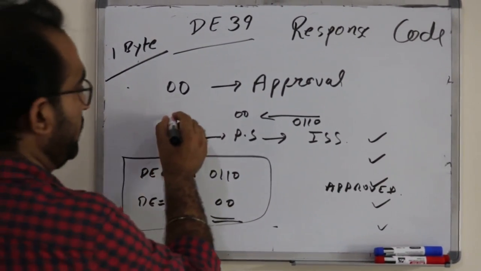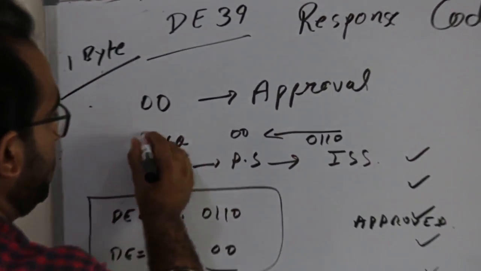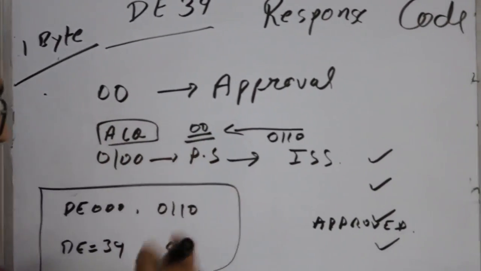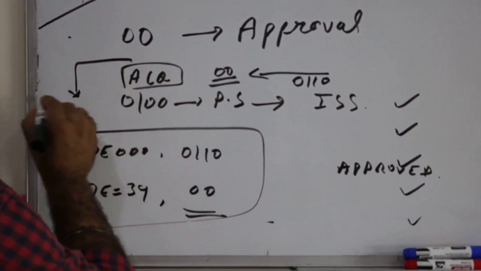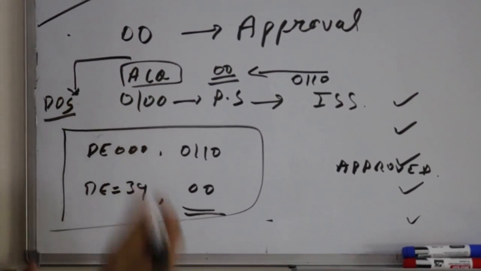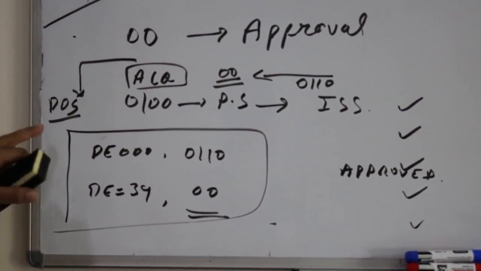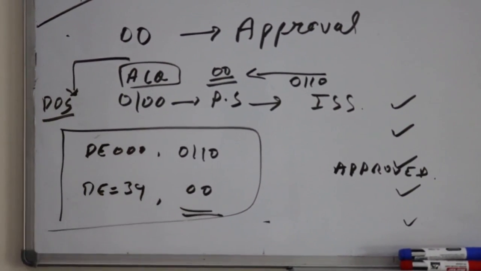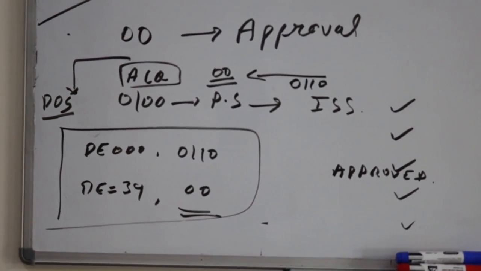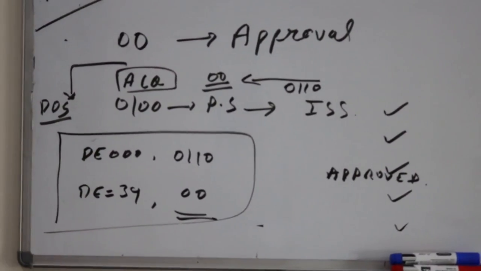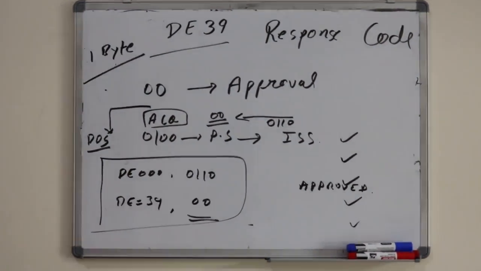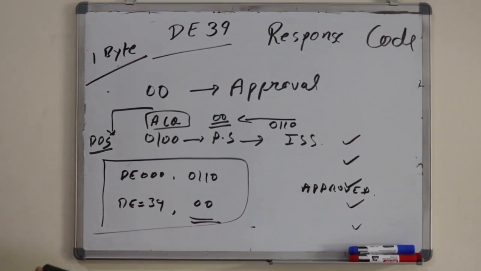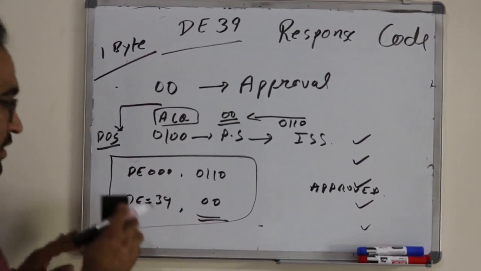The acquirer will also receive it. The acquirer will see data element 39. They will see this is approval. They will send it back to the POS. Now, since the POS is also following its own specification, it will also understand that data element 39 being 00 means approval. So it will print the message approval. Now the customer can take the goods to their home. So this is the use of data element 39.